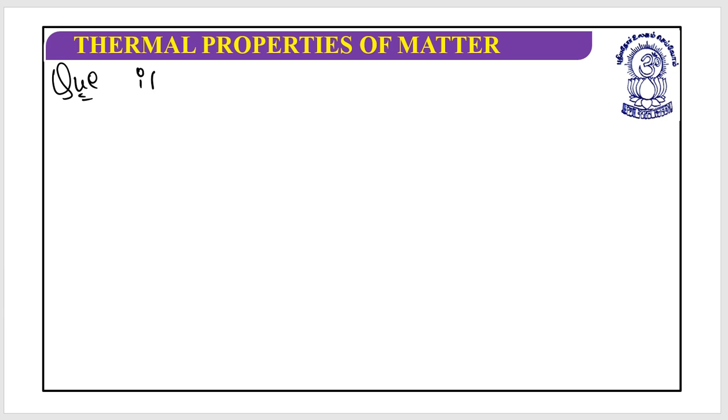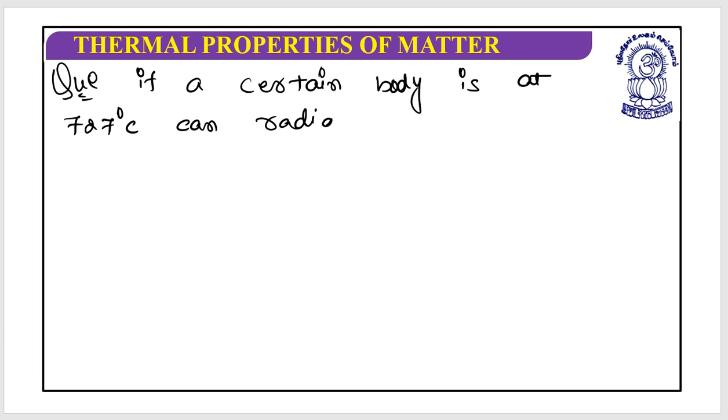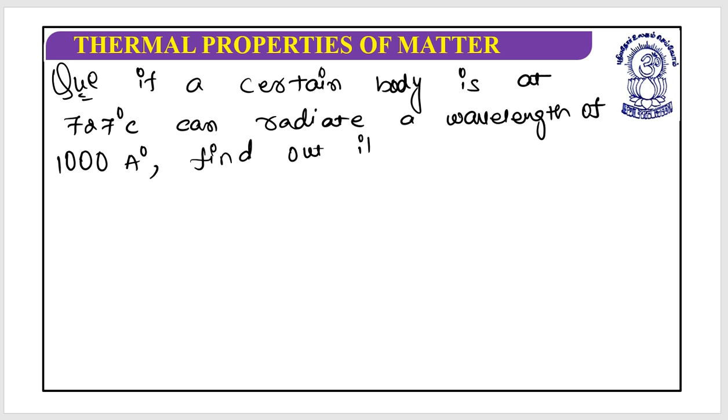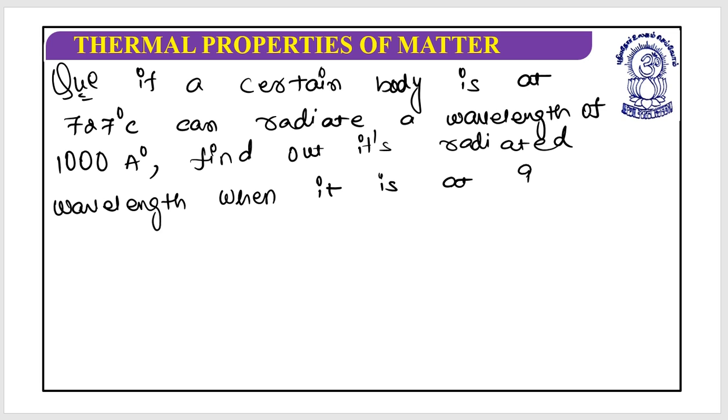The question is that if a certain body at 727 degrees Celsius can radiate a wavelength of 10,000 Angstrom, find out its radiated wavelength when it is at 927 degrees Celsius. So what I'm supposed to do is first write down all the data that is given.